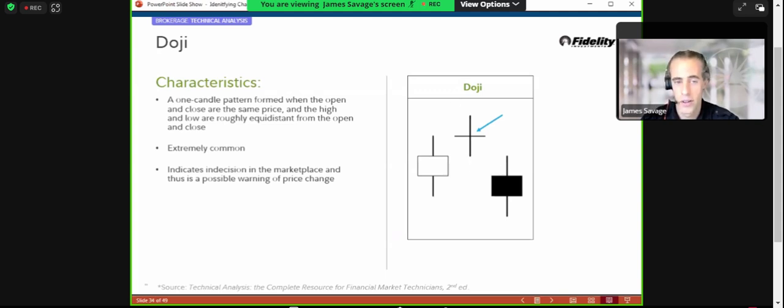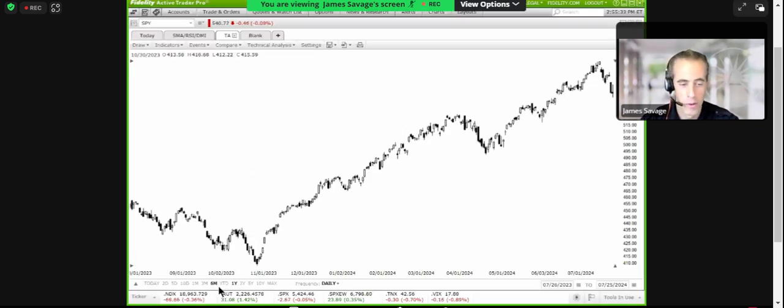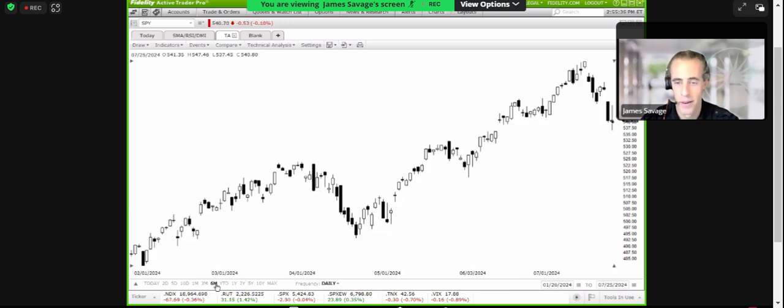So let's jump back over to Active Trader Pro and take a look for some dojis on our chart. Let me go back to a more present point in time. And Dave, I saw your comments, similar to SPY today. So we can take a look at today's price action here.